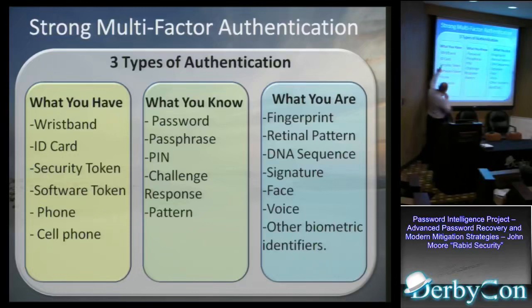All right, so wristband, ID card, security tokens, software tokens, cell phone. These were all what you have. So, for instance, if you are using an RSA token, anybody have one of those? Okay, yeah. So that is adding 2-factor. How does it add 2-factor? You've got to have a token, right? And then you've got to have a pattern or your password to go with it. That makes it 2-factor.